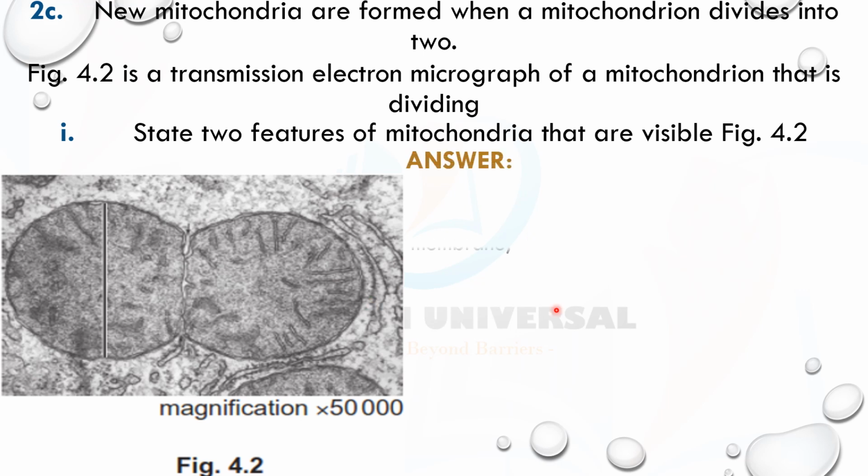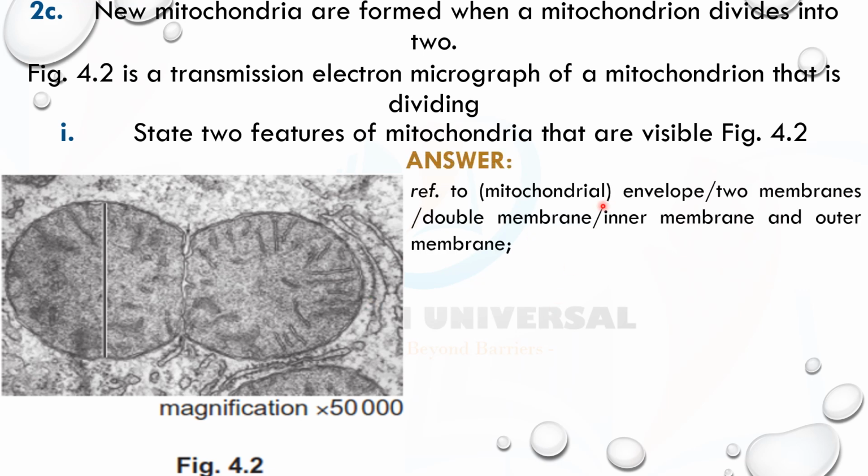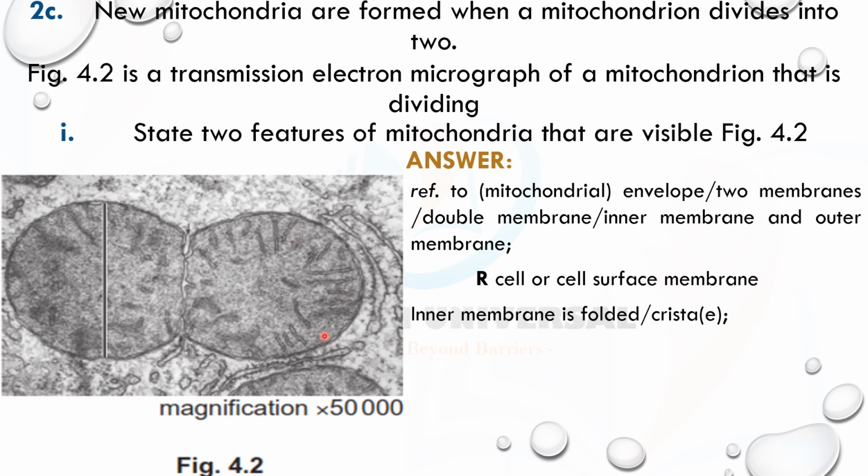So quickly, not to waste time. Answer: reference to mitochondrial envelope, 2 membranes, double membrane, inner membrane, outer membrane. All right. Reject cell surface membrane. It's not cell surface membrane. It's mitochondrial membrane. And of course, inner membrane is folded. That's crista. We have mentioned that, that's crista.